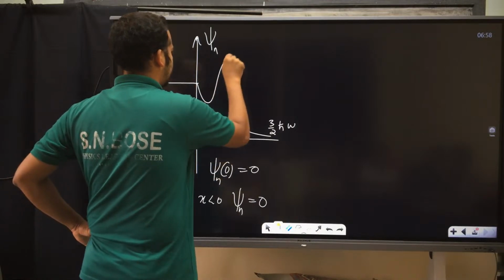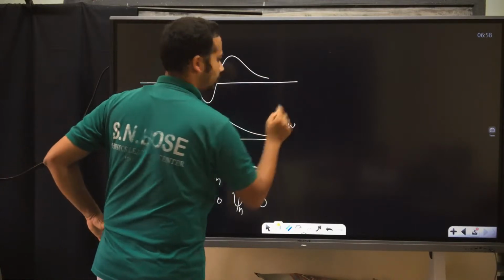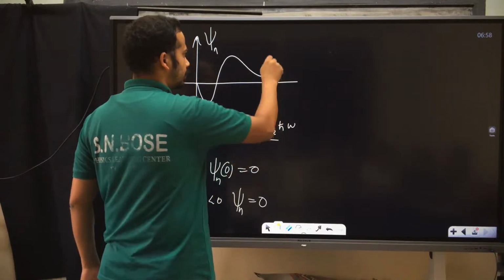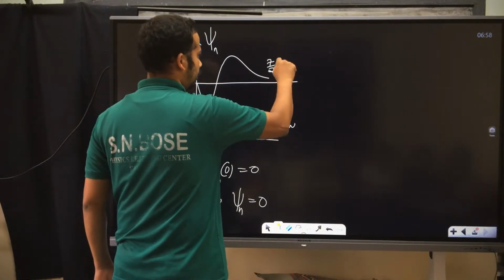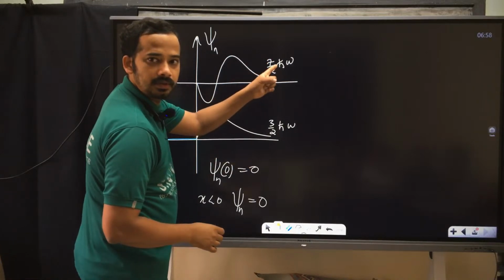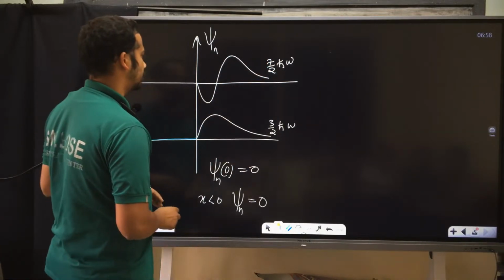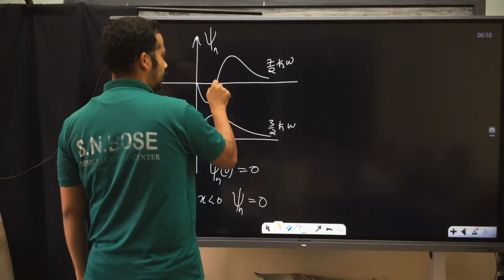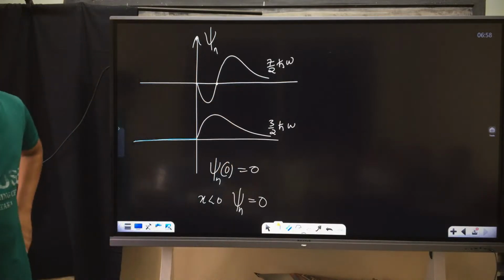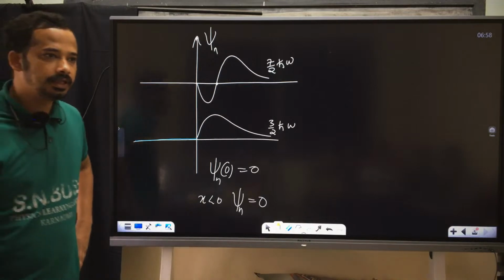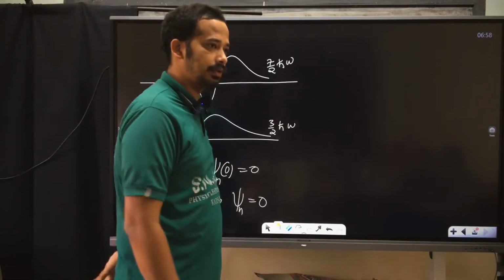Maybe like this. Am I right? Isn't it? n equal to 2, 3/2 ħω, 5/2, 7/2 ħω. This is the ground state, the first exact state of this half harmonic oscillator. Now this is the first exact state. Am I right? It has one node. That logic works. 0 to infinity is our region of interest here.